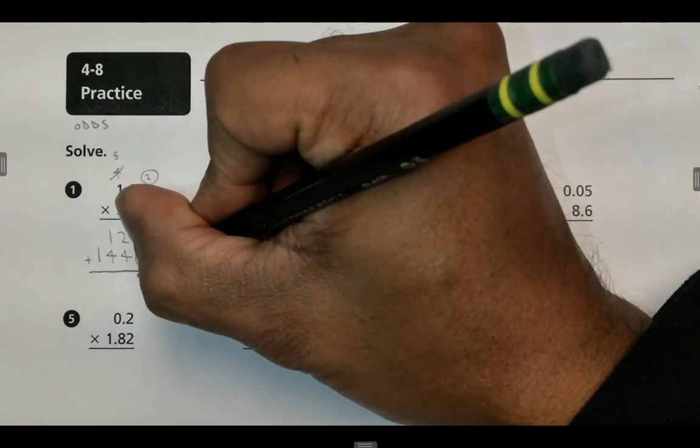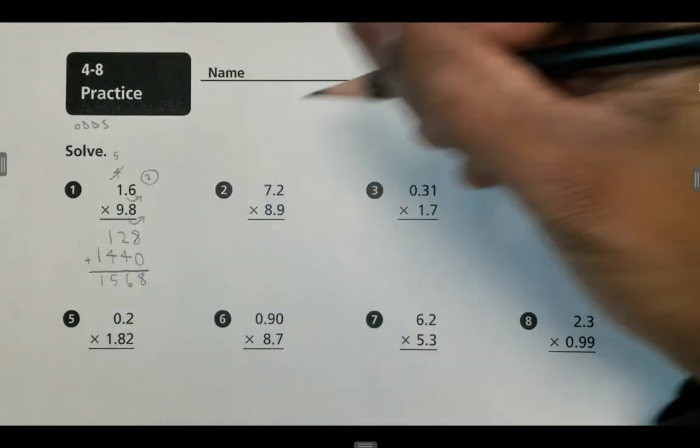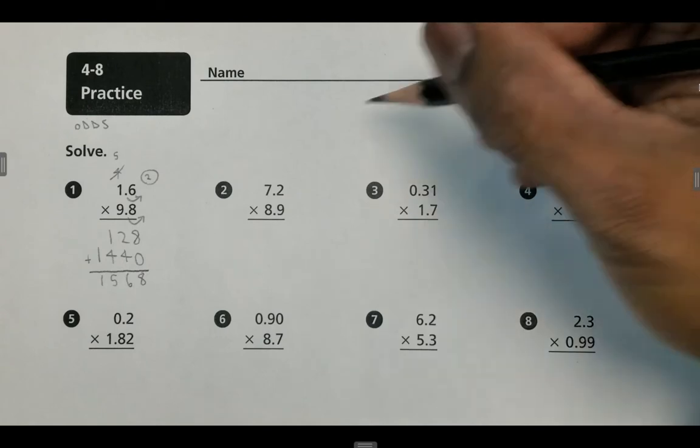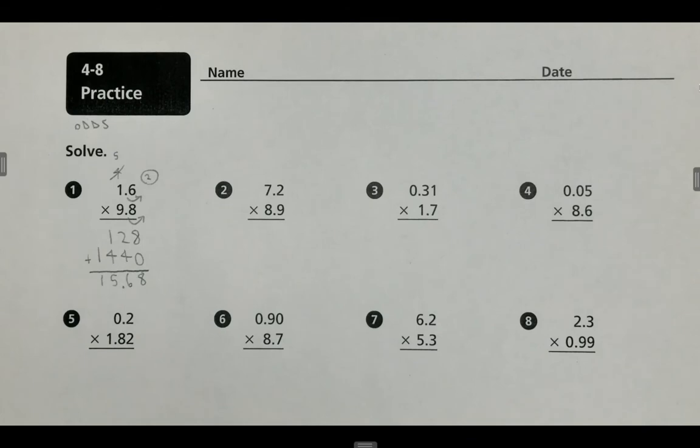Add up our columns. Now come in 2 places from the end. Pew, pew! We get a final answer of 15 6800ths.